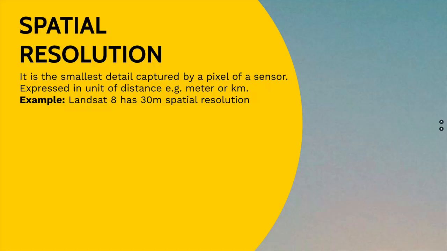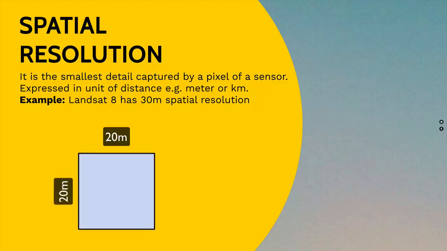Spatial resolution refers to the size of the smallest feature that can be detected by a satellite sensor or displayed in a satellite image. It is usually presented as a single value representing the length of one side of the pixel. For instance, a spatial resolution of 20 meter means that one pixel represents an area 20 by 20 meter on the ground. The higher is the spatial resolution, the more is the data loss from reality.